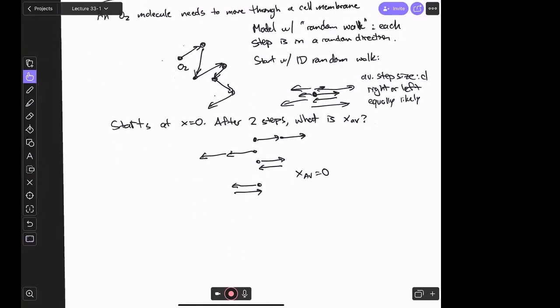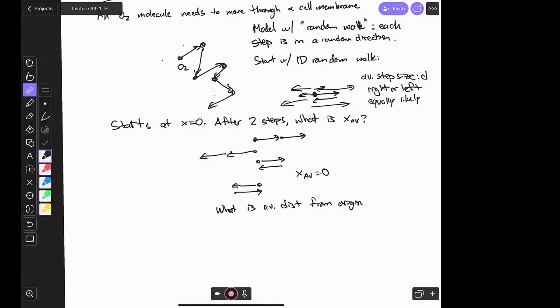On the other hand, if we ask about what is the average distance from the origin, we can see that that's non-zero, because here we've got 2 units of average distance away from the origin. This one also has 2. This is 0, this is 0. So the average distance from the origin would be 1. And so we can see the random walk did something in terms of moving away from the origin on average, but it didn't do anything in terms of moving your coordinate.